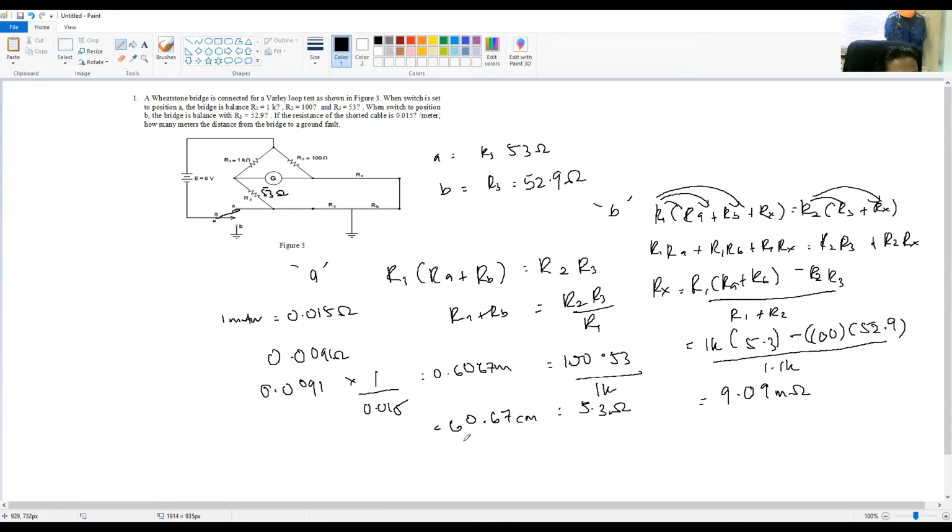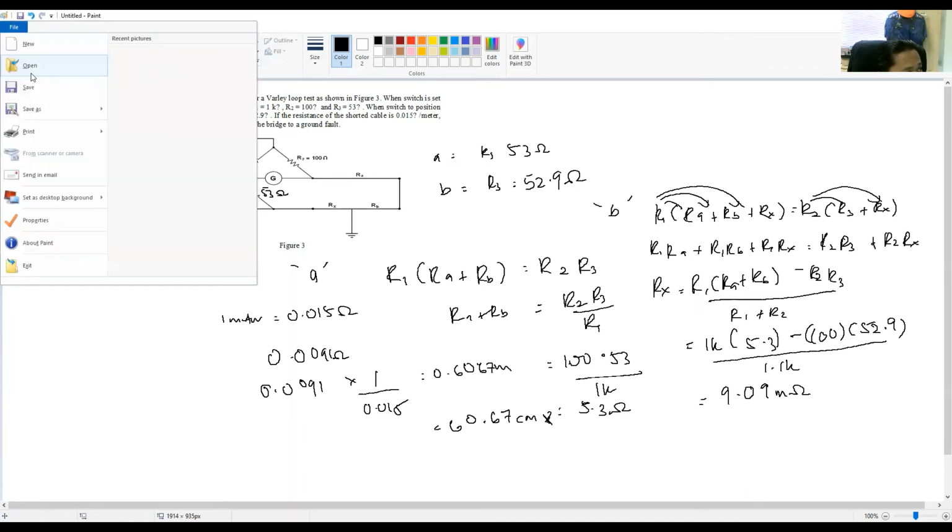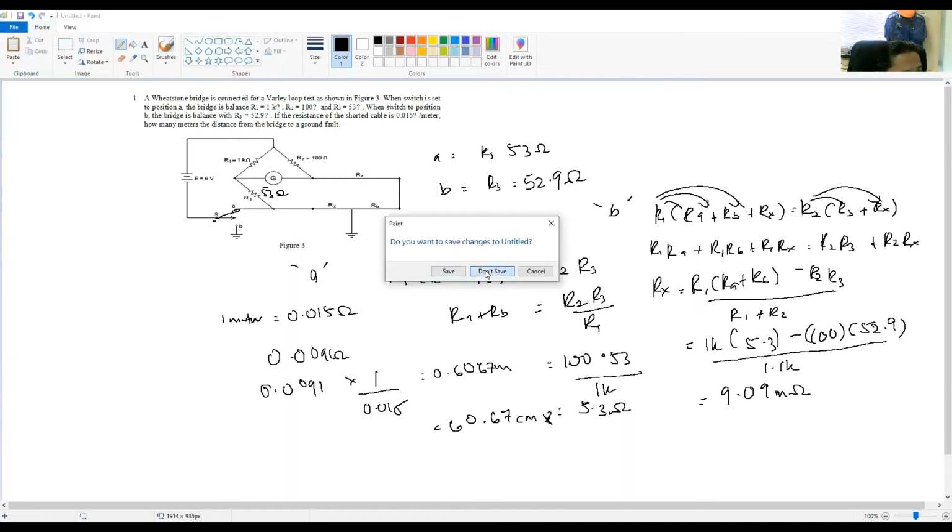The length from the bridge to the ground floor. So that is question number 4, and the answer will be 60.67 cm, the distance from the bridge to the ground. Alright, so we go for question number 5.